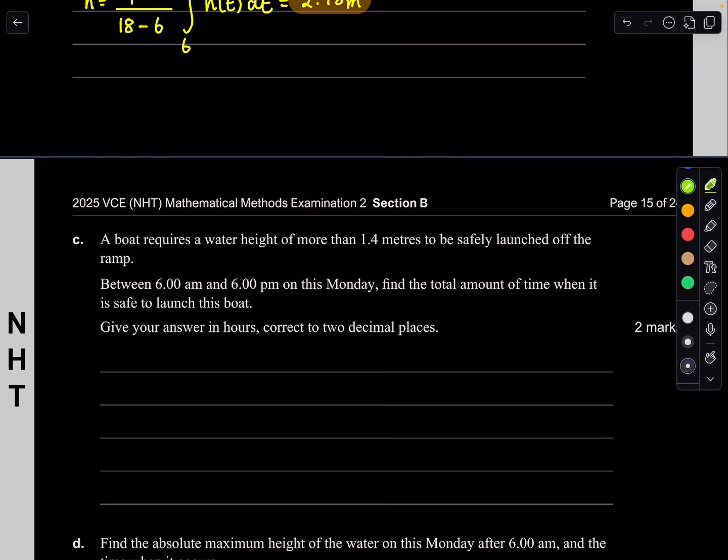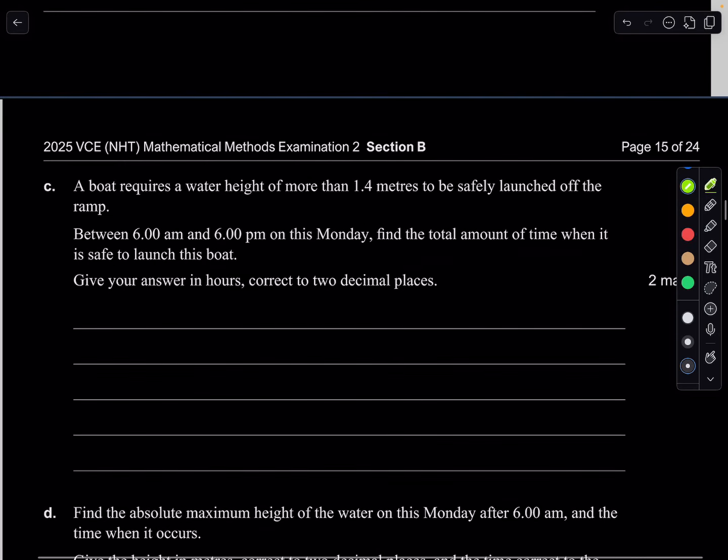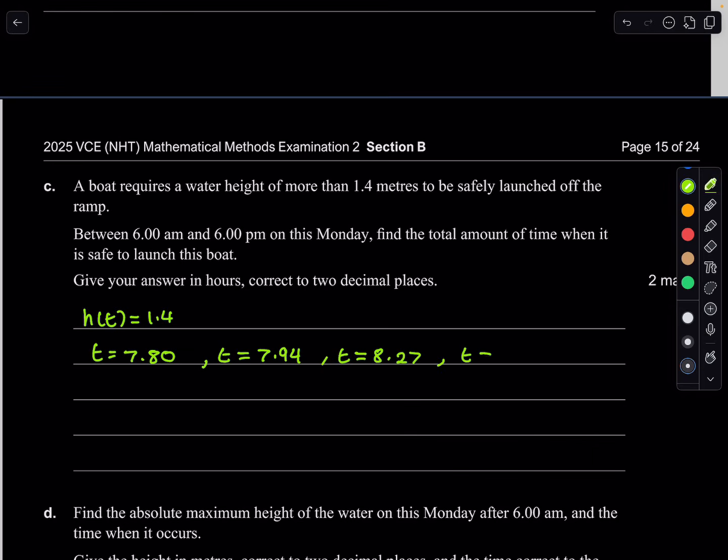So to get those 2 marks, first of all, what we just did is solve h of t equals 1.4, and we found the times. I'll write those times to 2 decimals, because you need to show some working out here: 7.8, t equals 8.27, and the last t is 10.66.